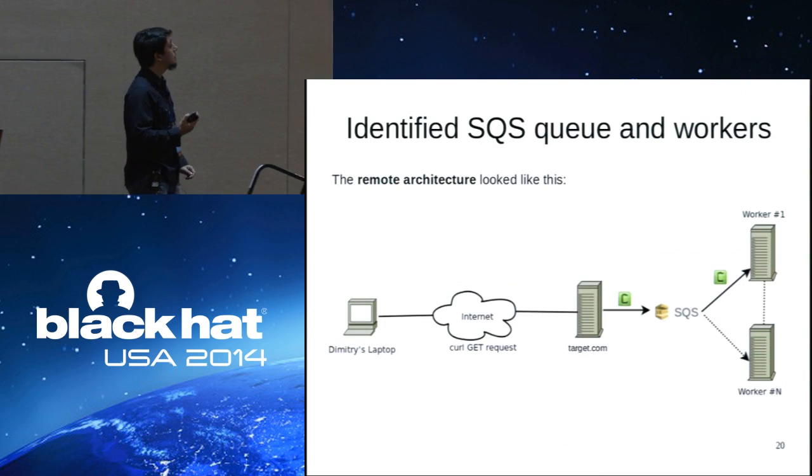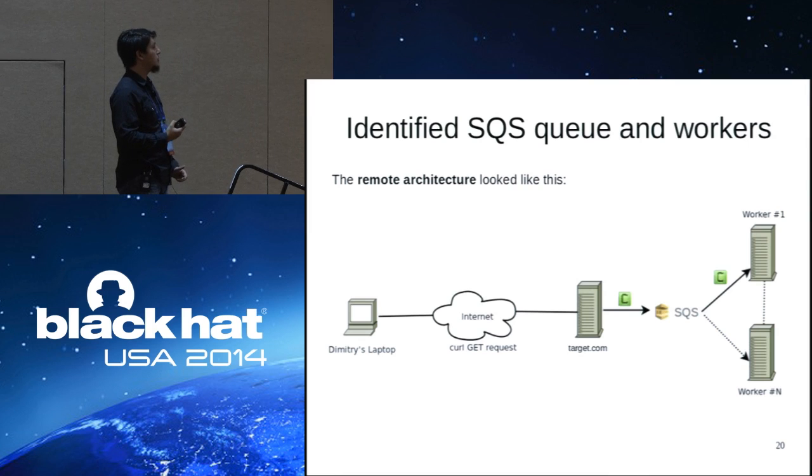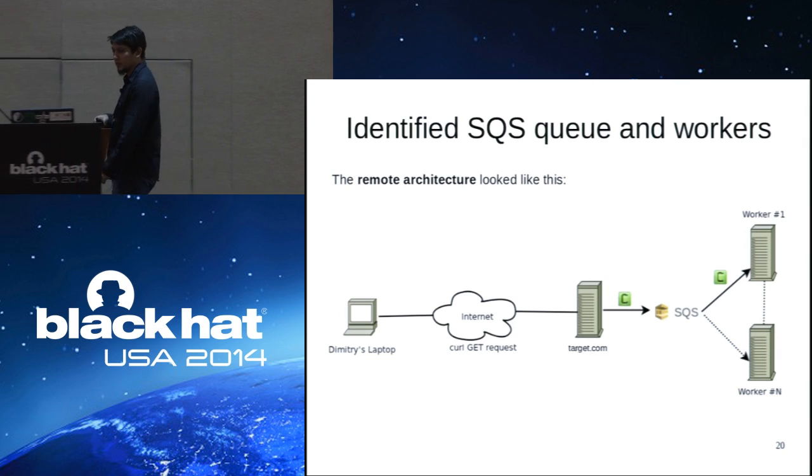So now, from an attacker standpoint, this is how it looked, all right? I had one front end or potentially more front end servers sending tasks to SQS, and because of how Celery works and how SQS works, I assumed, and actually it was correct, that there were n workers consuming those tasks, right?